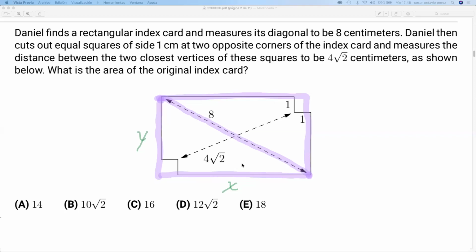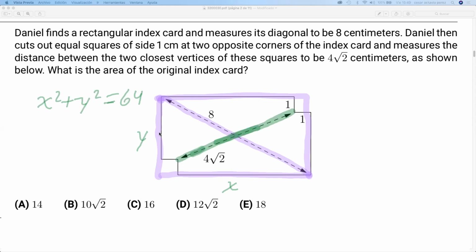We can use one theorem. What theorem can we use? The Pythagorean. So if we use the Pythagorean theorem, what do we get? 8 squared, so 64, equals y squared plus x squared. Okay. Now we are going to see this.